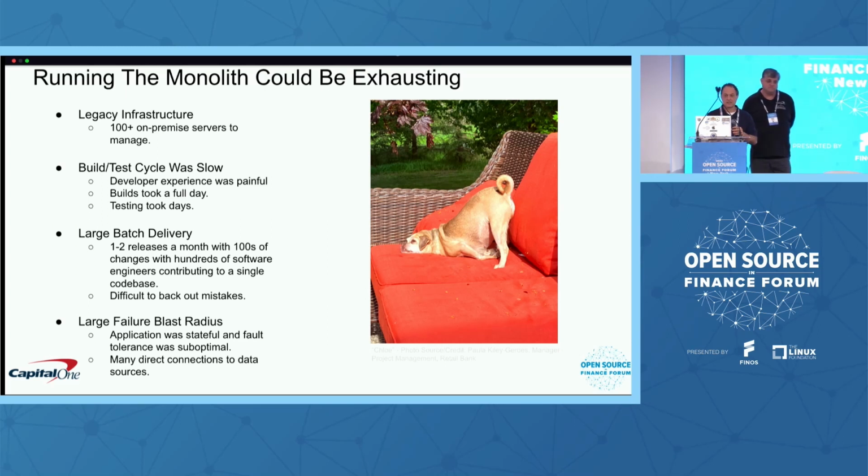It would take weeks. Our build test cycle was very slow, so it would take us about a day to build the system, even optimized. And then it took several days to test it. If something went wrong, you'd have to start the whole thing over again. This led to some very large batch deliveries. We had 1 to 2 releases a month with hundreds of changes put in by hundreds of software engineers, all contributing to that single monolithic code base. It made it very difficult to back out mistakes.